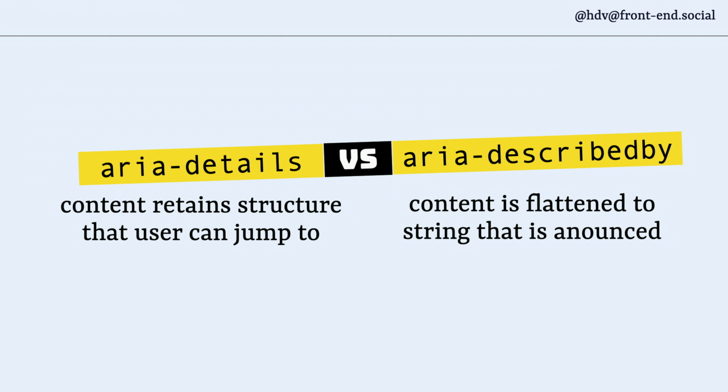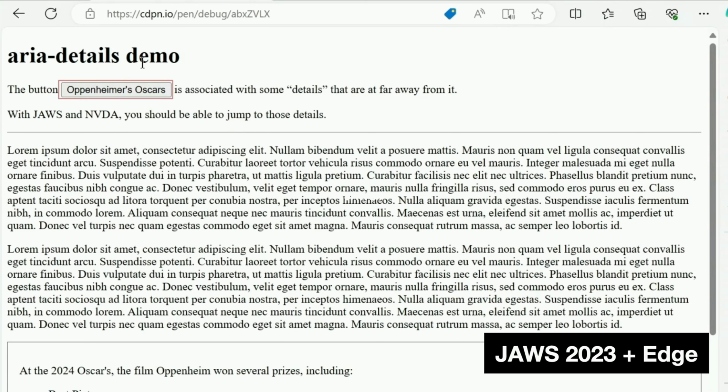And I'll show you a demo if the demo gods allow me. So I have a demo here that has a button called Oppenheimer's Oscars, surrounded by lots of text, more text, some lorem ipsum, and then all the way at the bottom I have some information about those Oscars, because they were just announced when I was making this demo. So when I get to the button, it's going to tell me that there are details available. Then when I press a shortcut, it's going to jump to that information and allow me to explore the structure of it, rather than just reading it out as one flat string.